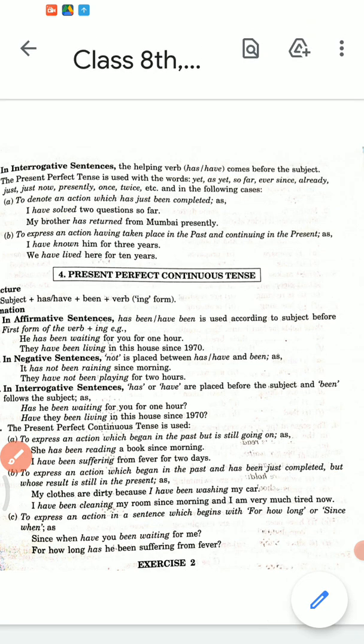So dear students, this is all about your present tense. In the next video I will discuss with you the past tense and future tense also.